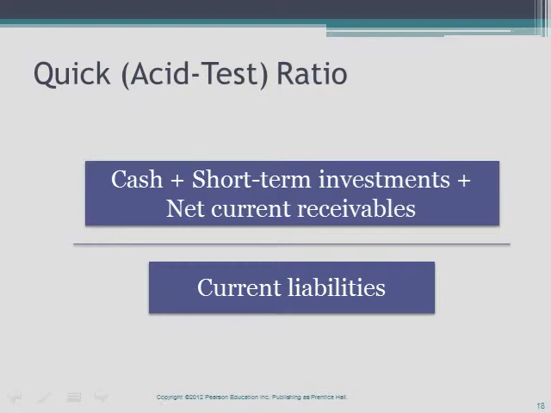So to compute the asset test ratio, we take cash, short-term investments, and net current receivables, that is, accounts and notes receivable net of any allowances, and divide by current liabilities. Inventory and prepaid expenses are excluded because they are less liquid. A company may be unable to convert inventory to cash immediately, and so that's why those types of assets are excluded from the quick ratio.